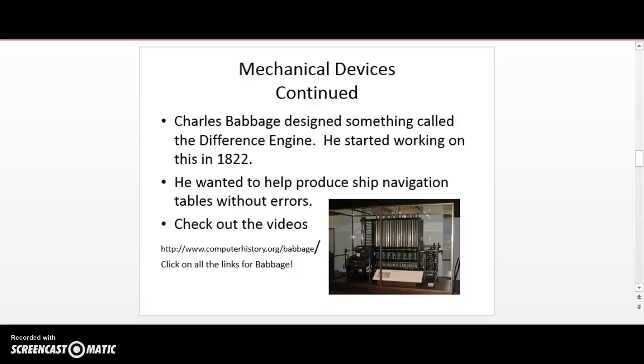And so we leave the 1600s and we jump ahead to the 1800s, and one of the most noted early proponents of some type of computing device was a man named Charles Babbage. And in 1822, he began working on something he called the difference engine.